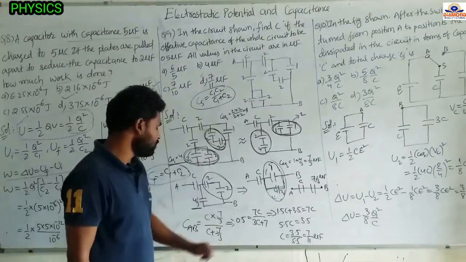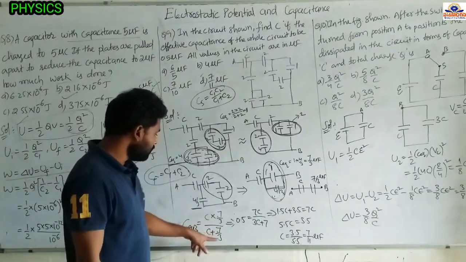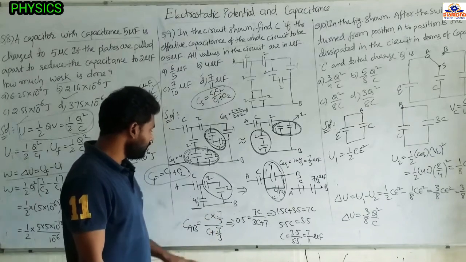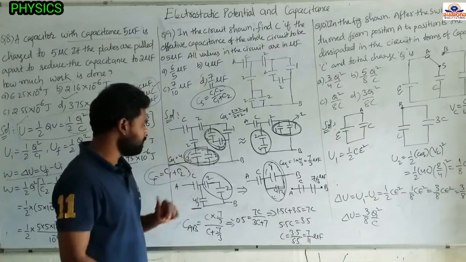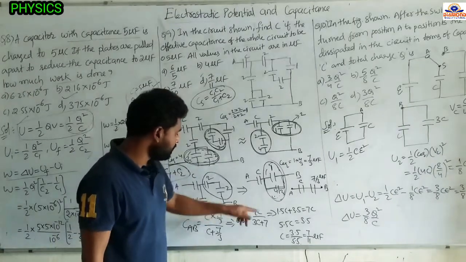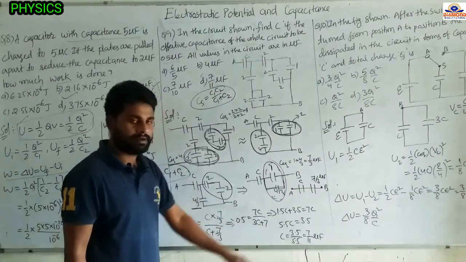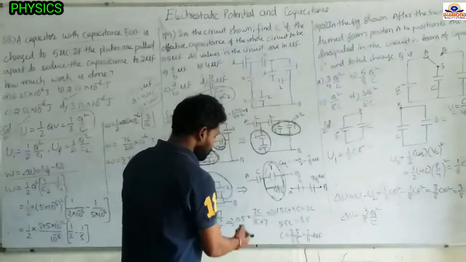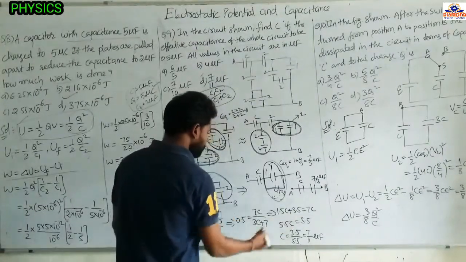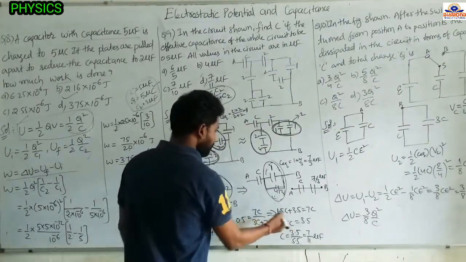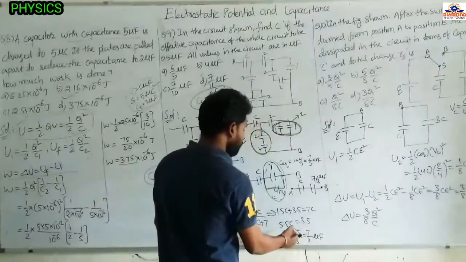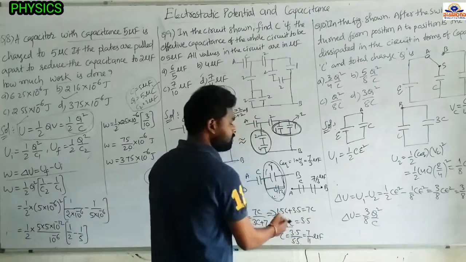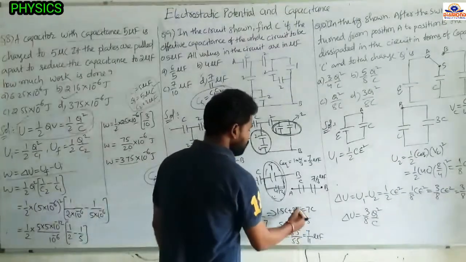So C_AB equal to 0.5 equal to 7C by 3 divided by... after LCM, 3C plus 7 by 3. The denominators 3 and 3 will be cancelled. In the numerator we will get 7C, and in the denominator 3C plus 7. Cross multiplication we have to do: 0.5 into 3 is 1.5C, plus 0.5 into 7 is 3.5, equal to 7C. 1.5C sent that side, it will become 7C minus 1.5C, 5.5C equal to 3.5.